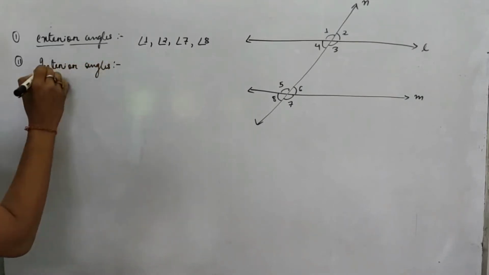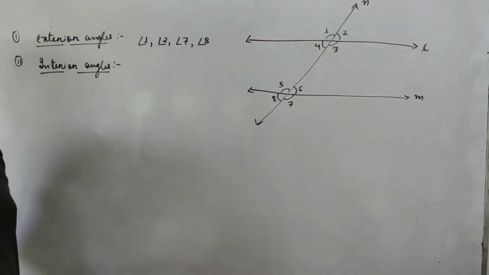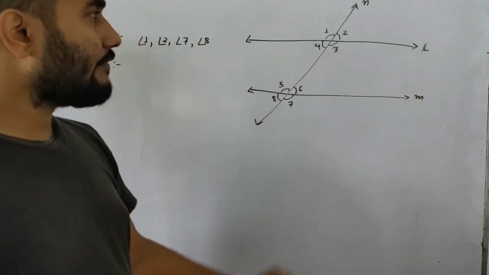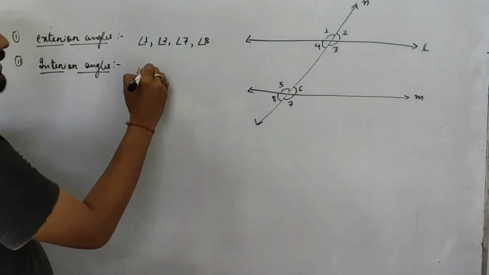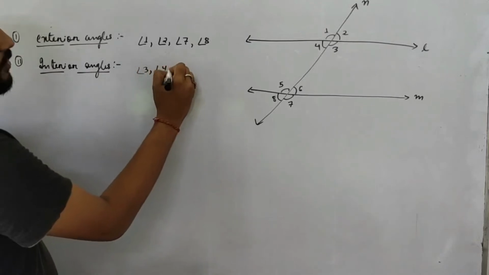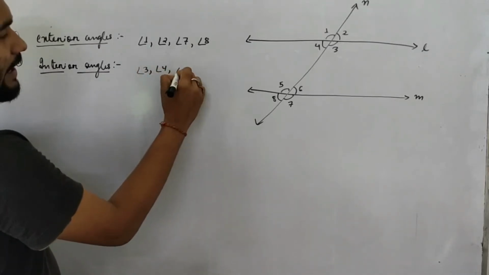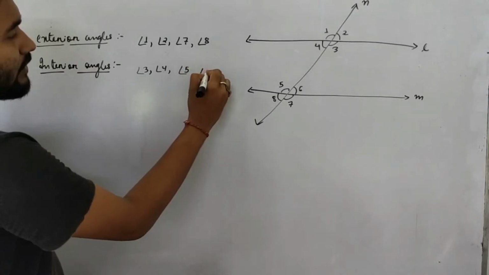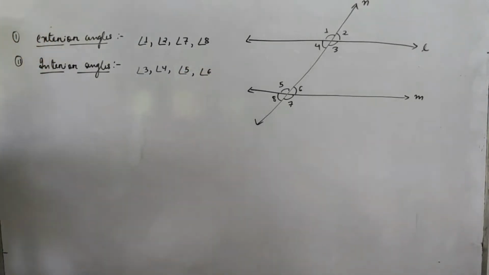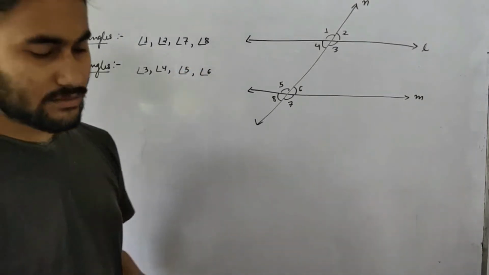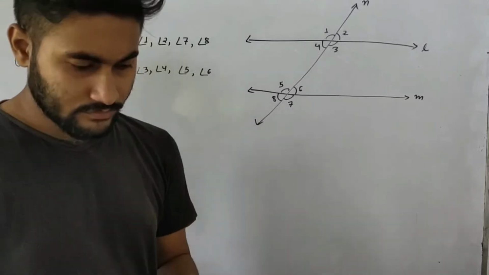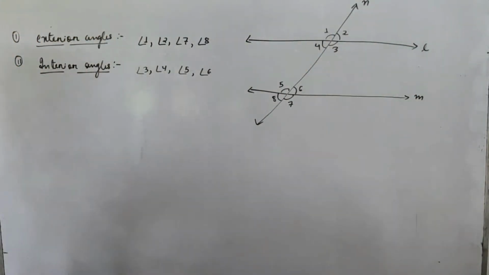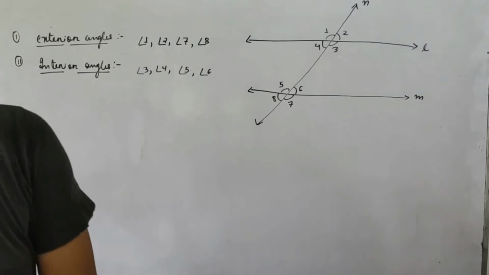Now this one you can say by yourself also. What will be the interior angles lying inside the parallel lines? 3, 4, 5, 6, or not? Angle 3, angle 4, angle 5 and angle 6. These are your interior angles. Okay, about interior I have said, about exterior I have said.